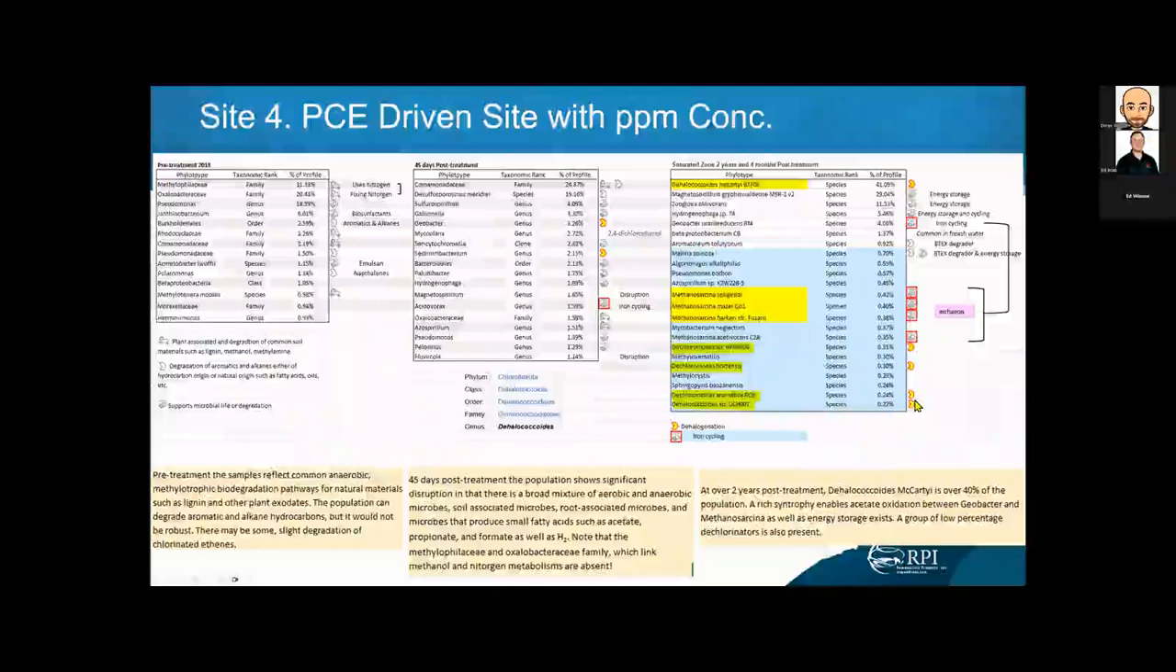They're using nitrogen to work on probably alcohols, but has nothing to do with PCE. You have some biosurfactants. You have some that can degrade alkenes. Very interesting. They're very busy guys, but they're not busy with PCE. 45 days post CAT 100 treatment.